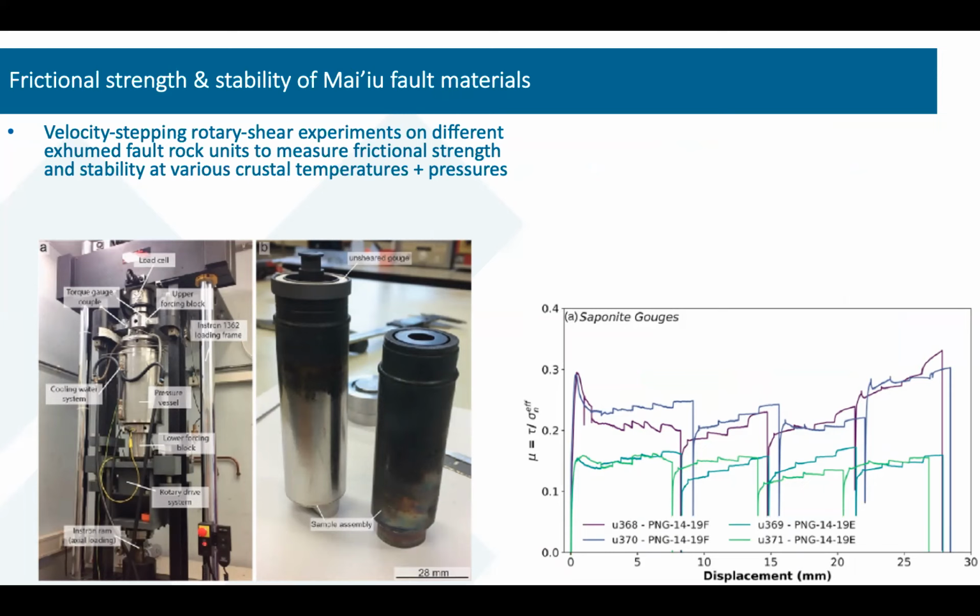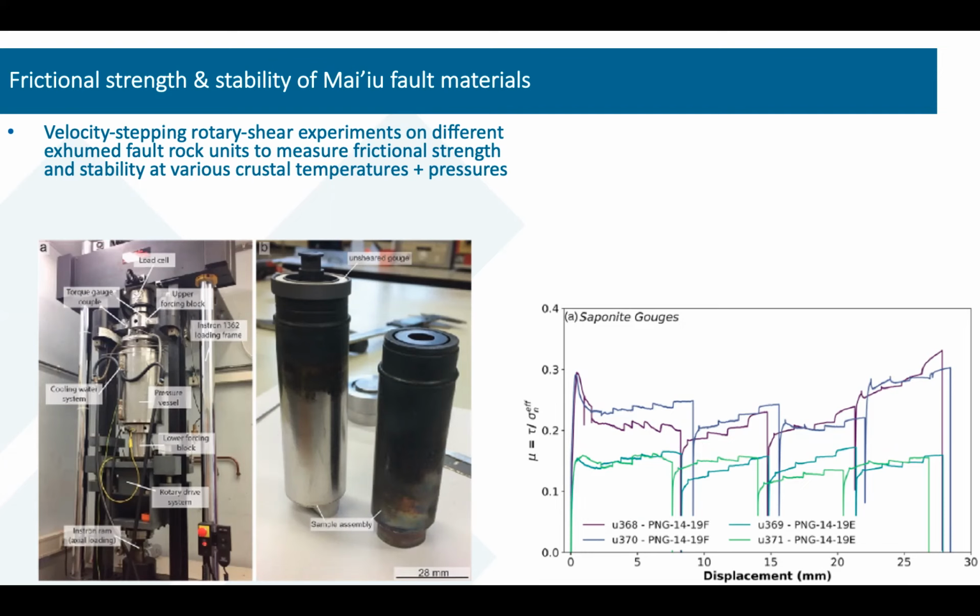So the next thing that we do with these exhumed fault rocks is take some samples of each of the different units and then run some velocity stepping rotary-shear experiments in the lab. So Carolyn Bolton spearheaded these and took different fault rocks from the different units that I just described and ran them through different velocity steps at different crustal pressure and temperature conditions. And here's what the apparatus looks like.